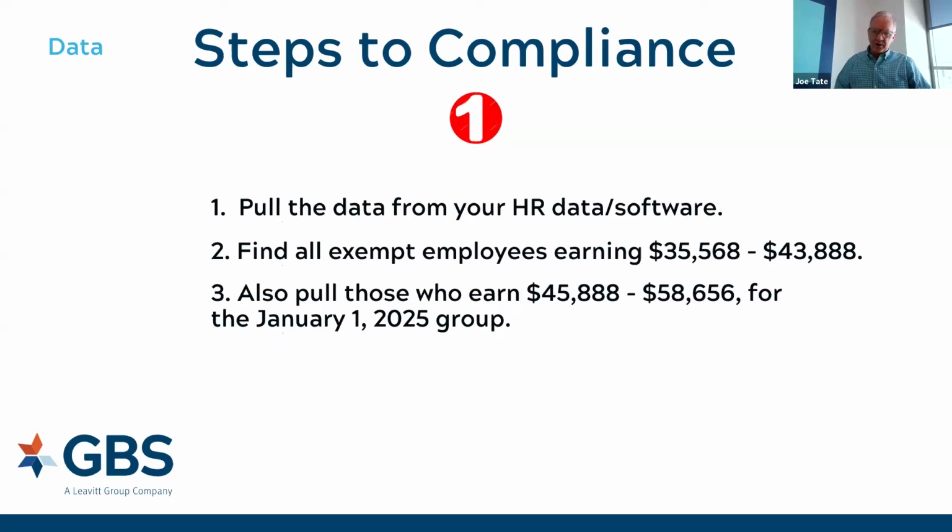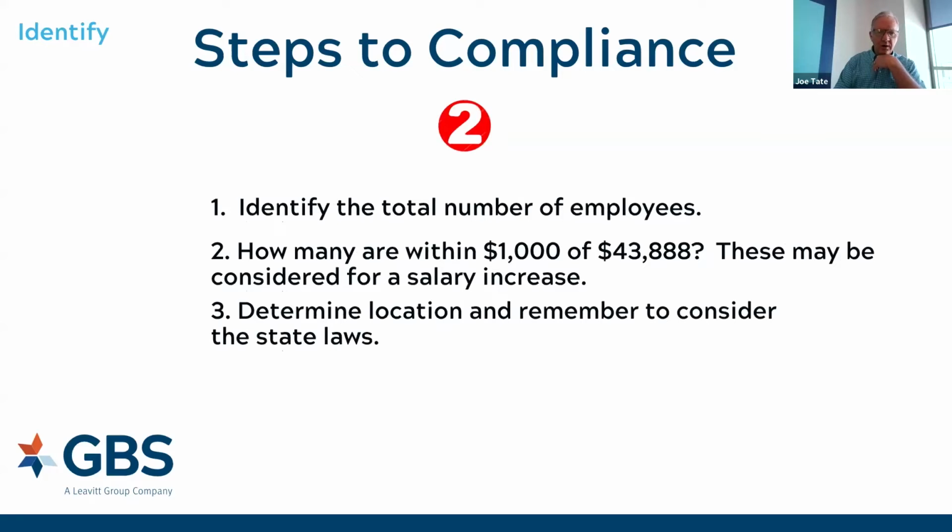Also, it's a good idea while you're in the system and pulling that data, you might as well pull those numbers. And I've got the number wrong there. All those who earn 45,000 to 58,000, because remember, then you're putting together a group of people that might possibly be impacted in the January 1st group. Okay, so step one is just collect that data from your HR software.